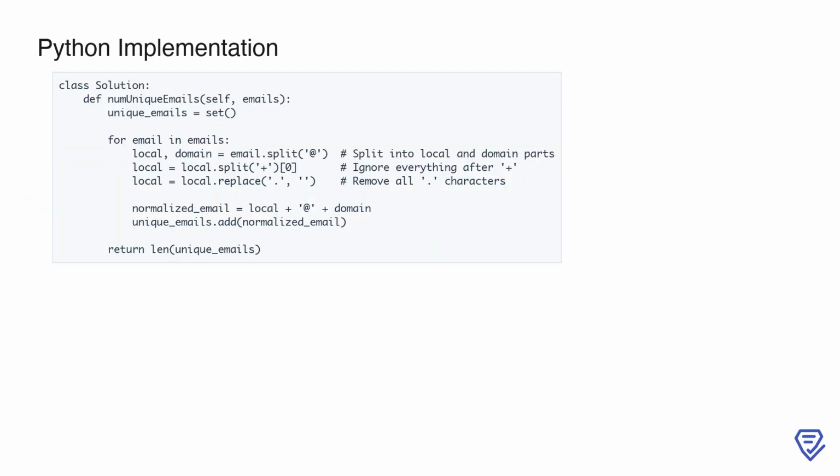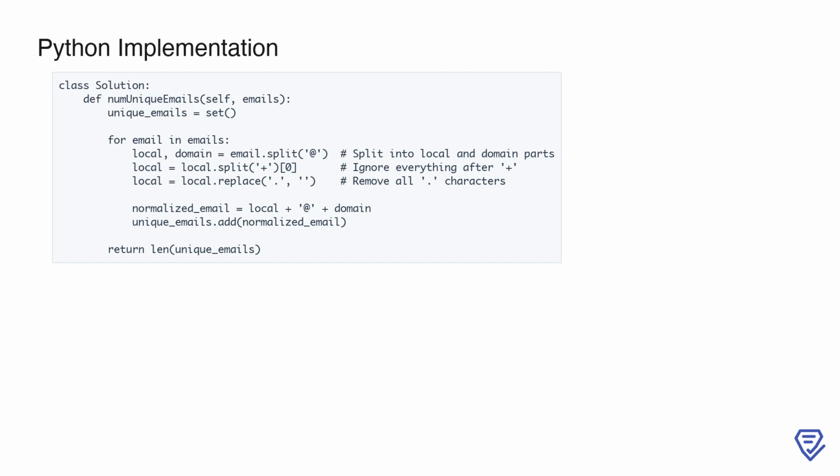The solution to the unique email addresses problem is implemented in the numUniqueEmails method within the Solution class. This function determines the number of unique email addresses after applying normalization rules. The algorithm begins by initializing an empty set, unique_emails, to store normalized email addresses. A set is used because it automatically handles duplicate entries, ensuring each normalized email is only added once. Next, the function iterates through the list of email addresses. For each email, it splits the string into 2 parts, the local name and the domain name, using the split at @ method. The domain name remains unchanged, but the local name requires normalization.